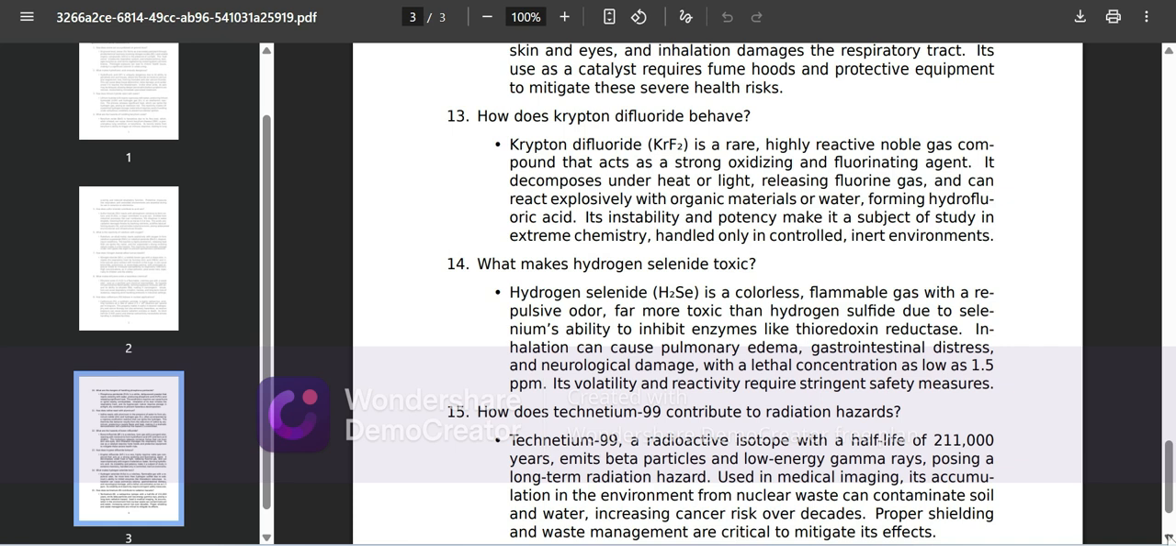How does krypton difluoride behave? Krypton difluoride, KrF2, is a rare, highly reactive noble gas compound that acts as a strong oxidizing and fluorinating agent.